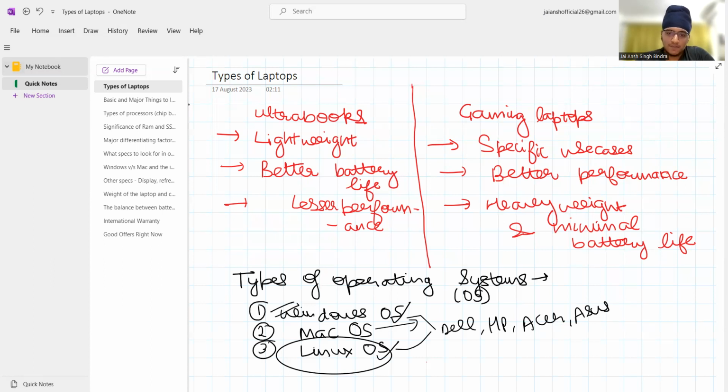Now I would come back to ultrabooks and gaming laptops for a second, and explain why these specific characteristics belong to each of them. The difference in battery life and the size of the laptop is created by two major things: the processor and a dedicated GPU. By GPU I mean a graphics processing unit. Both are present in every laptop, but the major thing is the CPU.